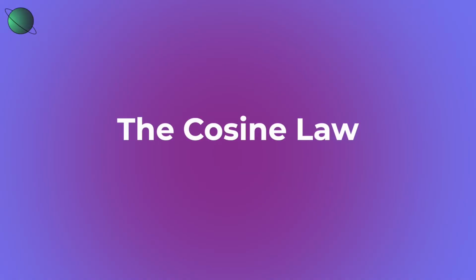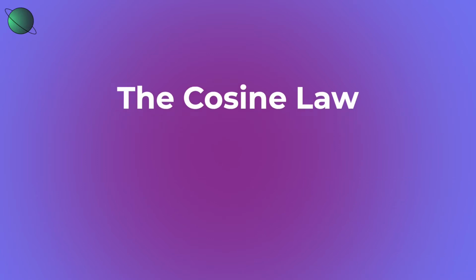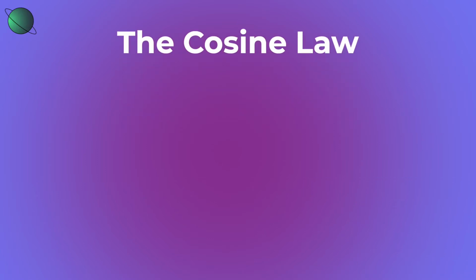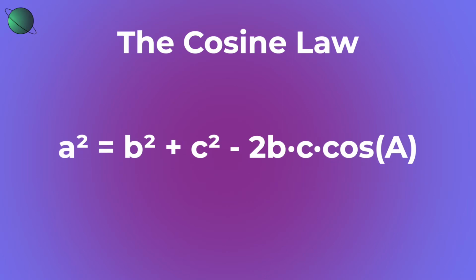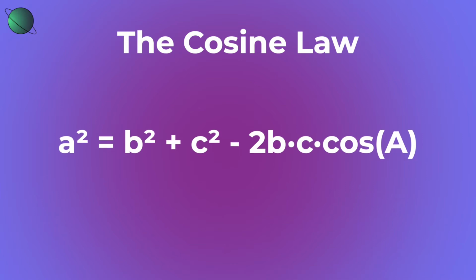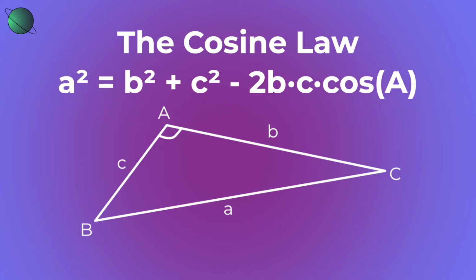The cosine law can be used to work out missing sides or angles within triangles that are not particularly right angled. It can be expressed as a squared equals b squared plus c squared take 2bc cos A, in which each side has the same letter as the opposite angle. Length a is the side opposite angle A, and lengths b and c are the sides adjacent to angle A.